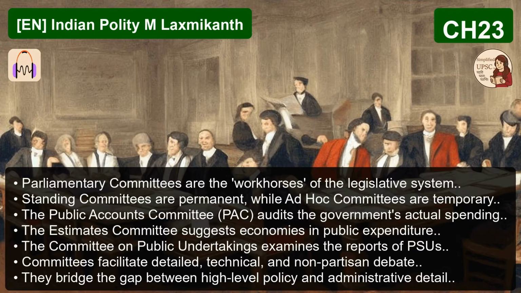Second, and this is highly significant, it does not apply to constitutional amendment bills. These must be passed separately by each house by a special majority. The framers didn't want fundamental changes to be pushed through by a simple majority in a joint sitting. It requires federal consensus. So under what conditions can the president actually summon a joint sitting? What counts as a formal deadlock?